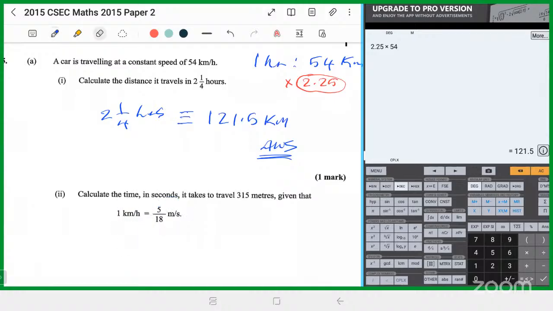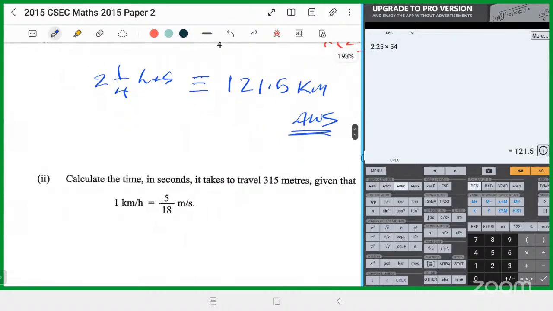Because they're asking us a question in meters and seconds, it would be good if we can find out what 54 kilometers per hour is in meters per second. So all we have to do is multiply this by 54, right?